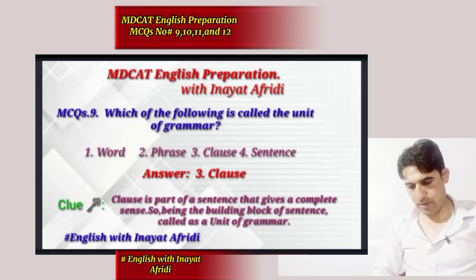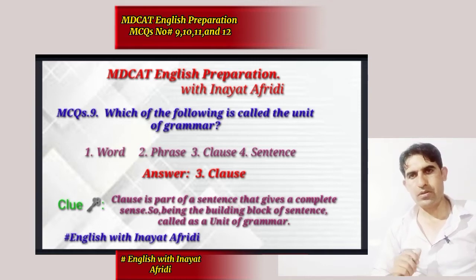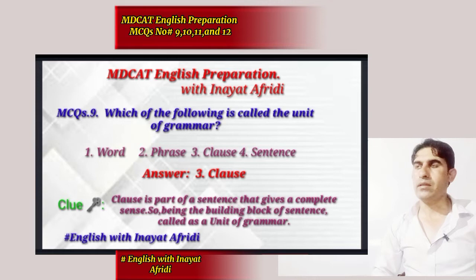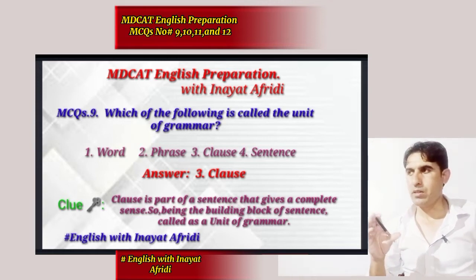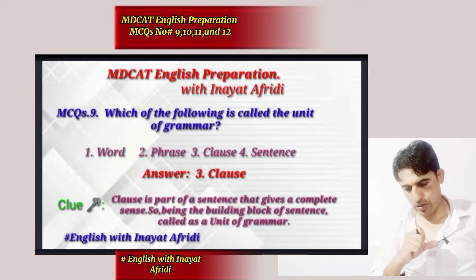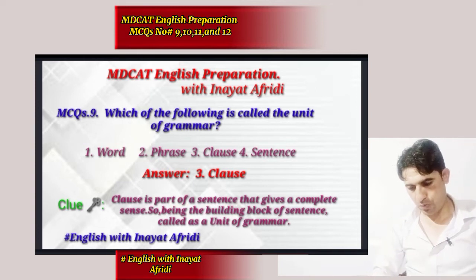This is my lecture number 83, and in this lecture, I'm going to focus on MDCAT English preparation, and I'll begin rightly from MCQs number 9, as we're already done with the first 8 MCQs. So MCQs number 9 clearly reads, which of the following is called the unit of grammar, and I've already given the statements on the screen. So we are given 4 options. Option number 1, word. Option number 2, phrase. Option number 3, clause. And option number 4, sentence.